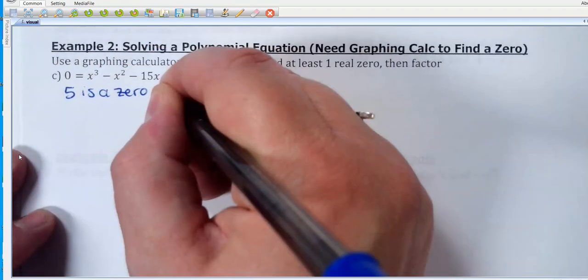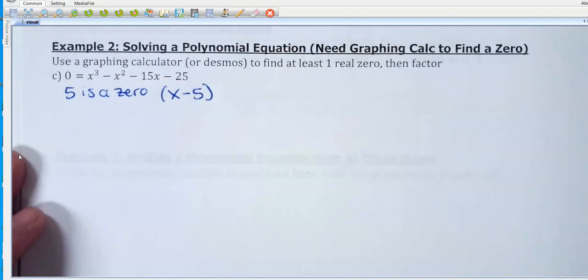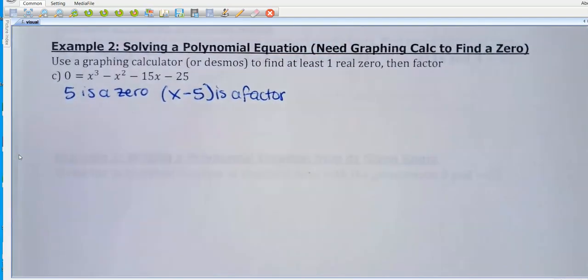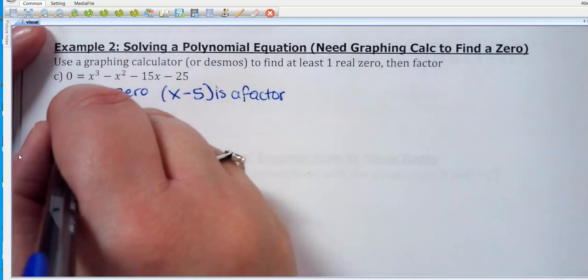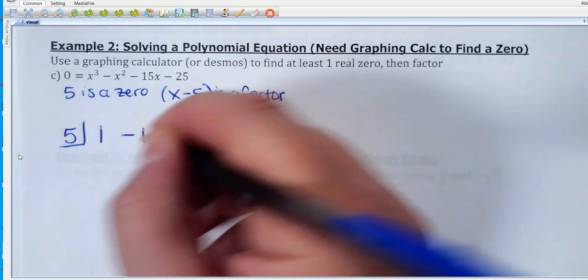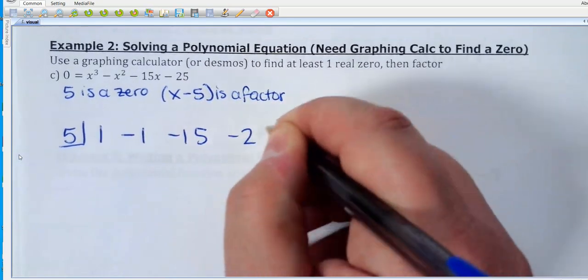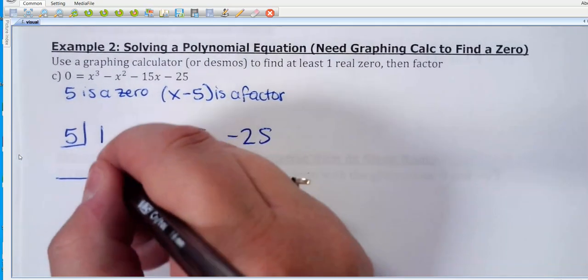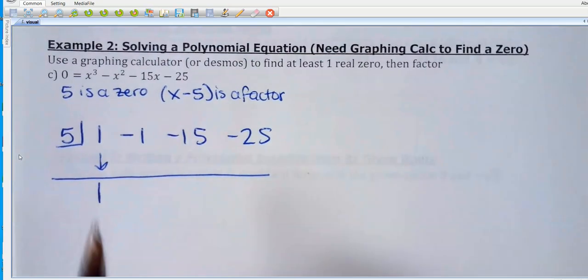That would correspond to x minus 5 being a factor. What you want to do is use that 5 and that factor x minus 5 to help you break down the polynomial here. If you have the 0 from the graph, that's what goes outside if you want to use synthetic, or if you're thinking about the factor, it's the opposite. So x minus 5 would go in as a positive 5. Just write down your coefficients. You got 1, -1, -15, and -25. Now, if I did this correctly, there should not be a remainder, because I know from the graph that x minus 5 should be a factor.